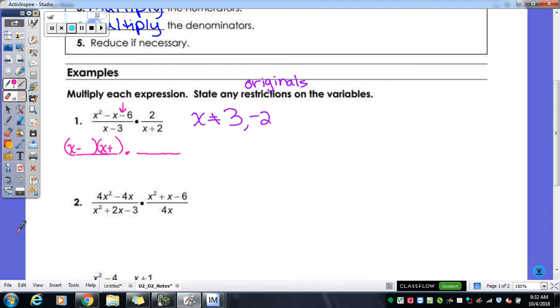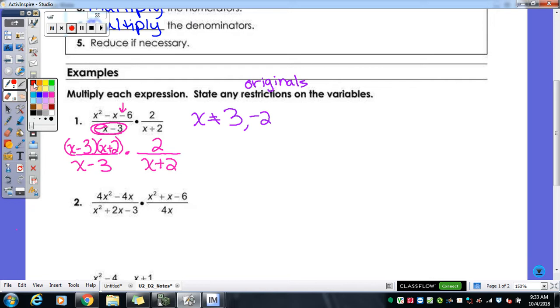So let's focus on the 6 first. What multiplies to give us 6? 3 times 2. Which one's going to be my negative? The 3. So I got my x minus 3 and my x plus 2. Can I factor the denominator here? No. So I just rewrite it. Can't factor that. How about the numerator of the second one? Nope, can't factor it. Just a 2. Do we factor that denominator? Nope. So I'm just going to rewrite that one. So this one we only had one thing we needed to factor.